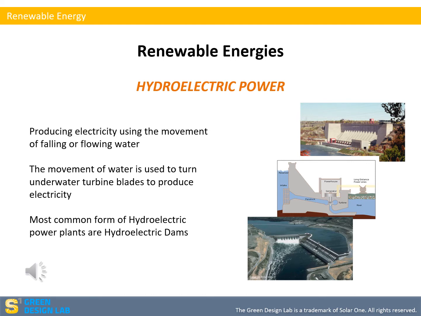Hydroelectric power is an example of a renewable source of energy. Hydroelectricity is the process of producing electricity using the movement of falling or flowing water. The movement of water is used to turn underwater turbine blades to produce electricity. The most common form of hydroelectric power plants are hydroelectric dams.